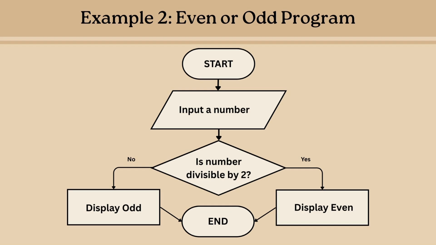Suppose we want to design a program that checks whether a number is even or odd. We begin with the start symbol, then we input a number from the user. Next comes a decision: is the number divisible by 2? If yes, the program outputs even. If not, it outputs odd. Finally, we end the program.